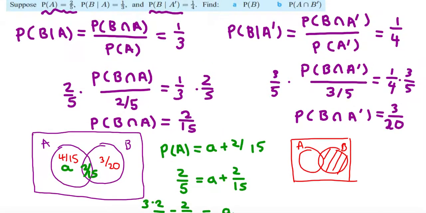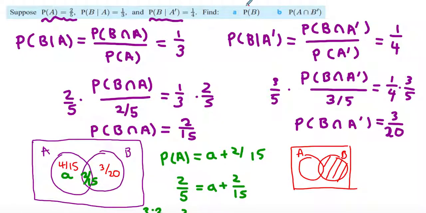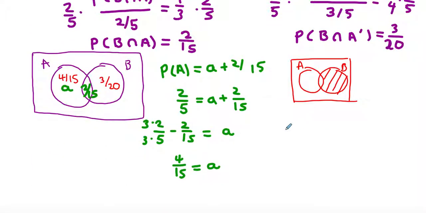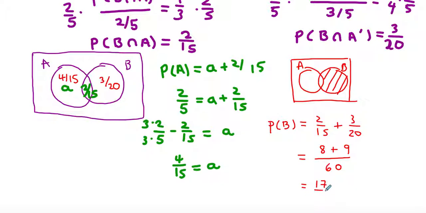So that area in itself is 3 out of 20. So let's look. Probability of B is 2 out of 15 plus 3 out of 20, common denominator of 60, multiply by 4, 8, plus 9, that's going to give you 17 out of 60.